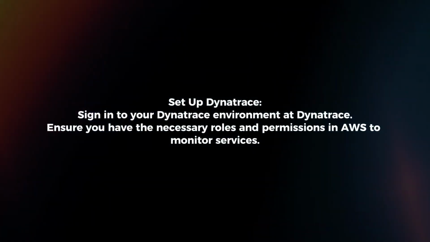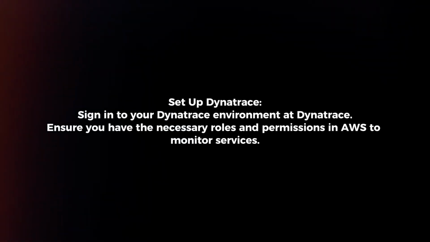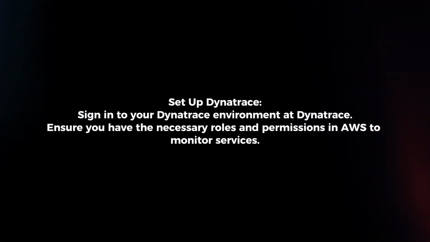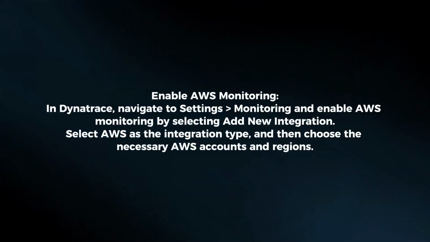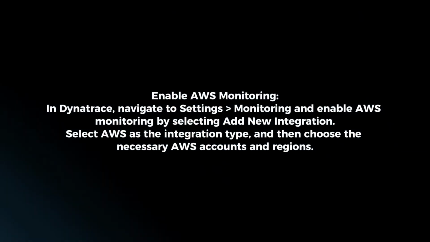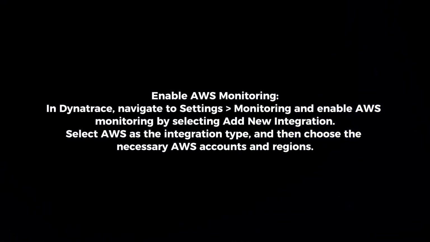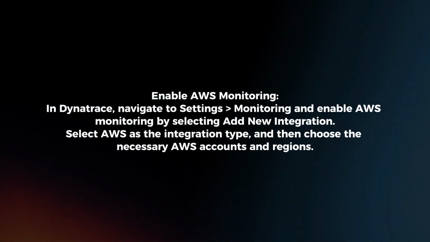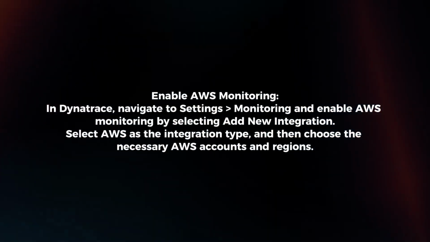Set up Dynatrace. Sign into your Dynatrace environment at Dynatrace. Ensure you have the necessary roles and permissions in AWS to monitor services. Enable AWS monitoring. In Dynatrace, navigate to Settings, Monitoring, and enable AWS monitoring by selecting Add New Integration. Select AWS as the integration type, and then choose the necessary AWS accounts and regions.